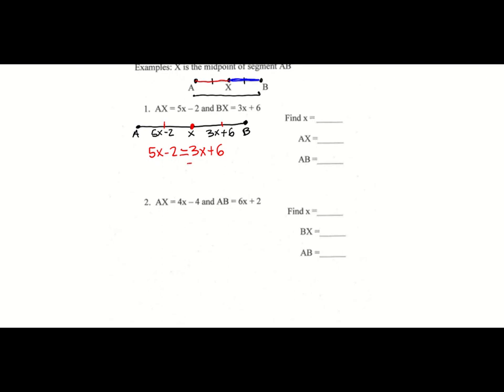So I'm going to move all my x's to the left. Five x minus 3x is 2x. Bring down my 2. I have 6 left on this side. Then I'm going to bring my number over to this side. I get 2x is equal to 8. I'll write that up here so I have more room. Divide both sides by 2. I get x is equal to 4. And that is my answer for x.